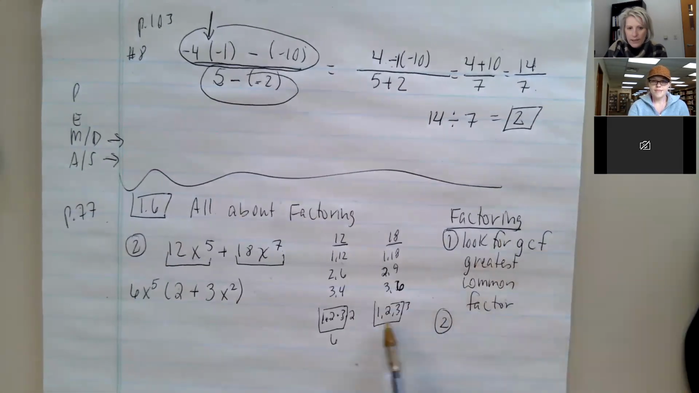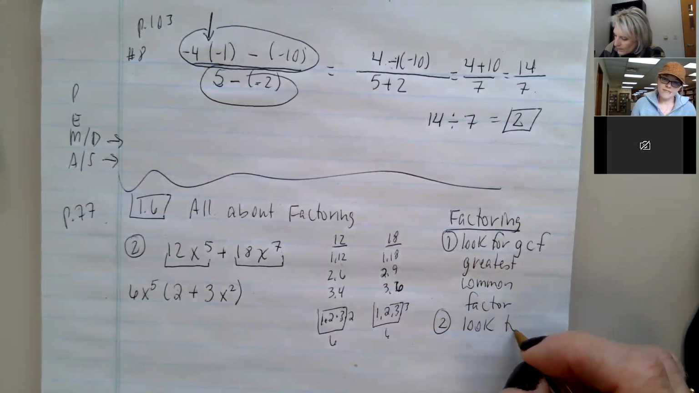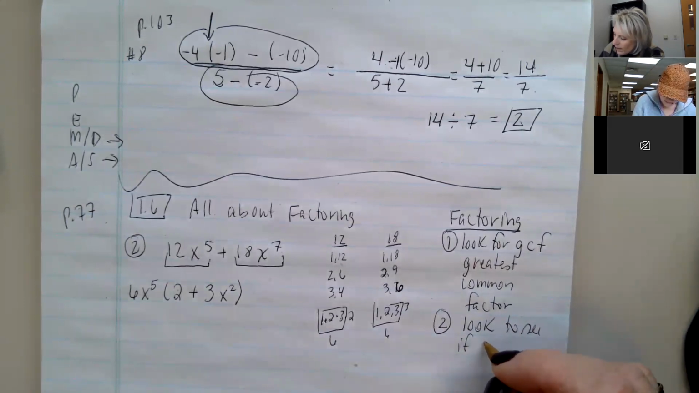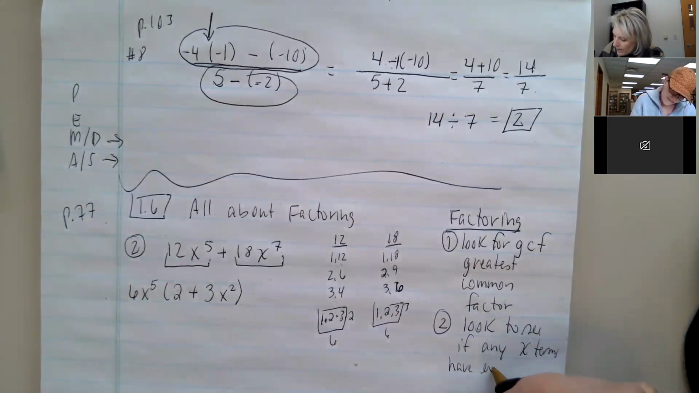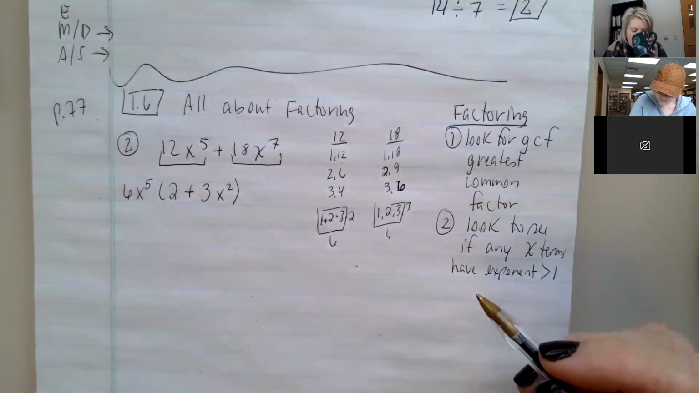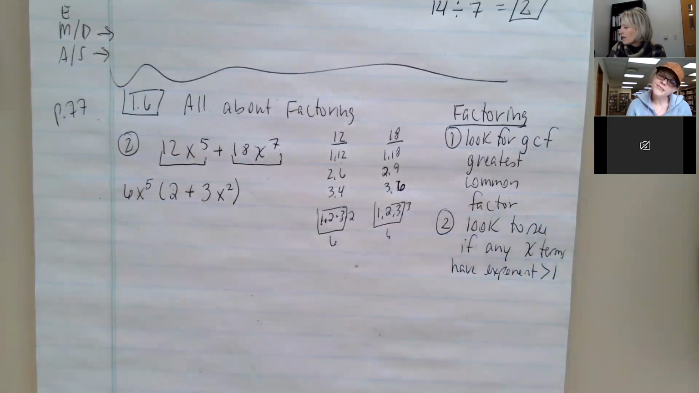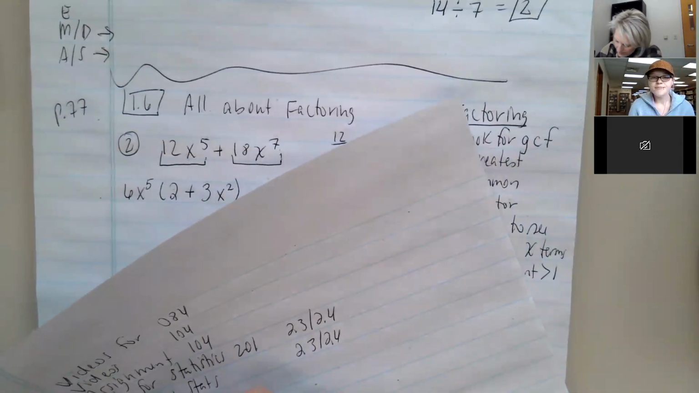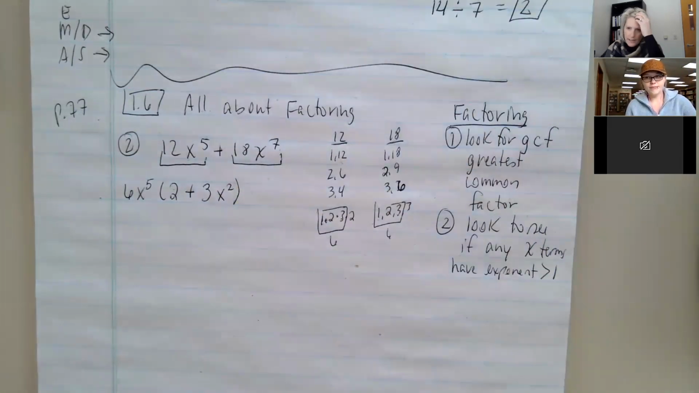So after we did our greatest common factor, which we did, then I'm going to look to see if any x terms have an exponent greater than 1. These are kind of my steps on factoring. I have a cool diagram. I'm just writing down that I want to find it and get it to you all. I'll put it up on the Canvas site.